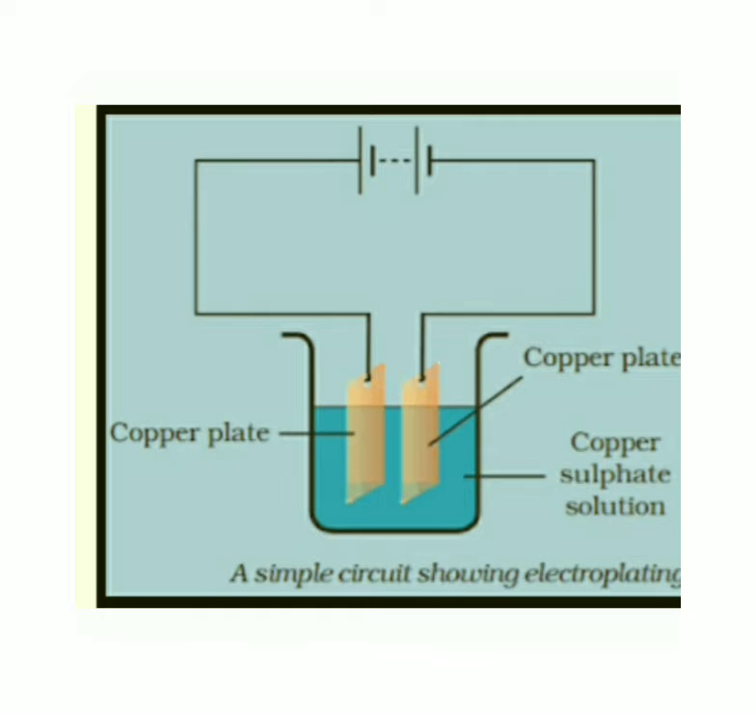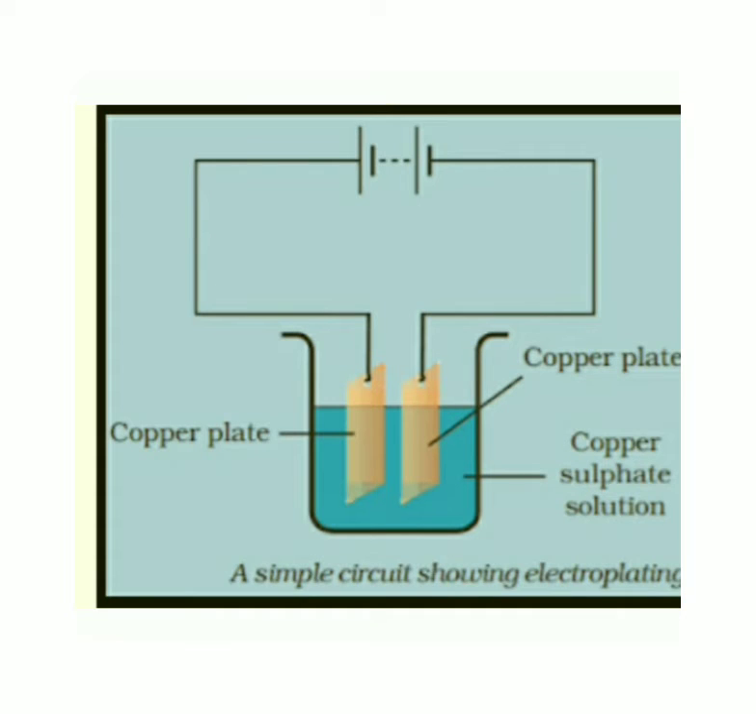Now we are going to connect both the copper plates with 2 wires. One of the copper plates will be connected to the positive terminal and the other copper plate will be connected to the negative terminal of the battery. Now leave this apparatus for 15 to 20 minutes and let's allow the electricity to pass through the solution.